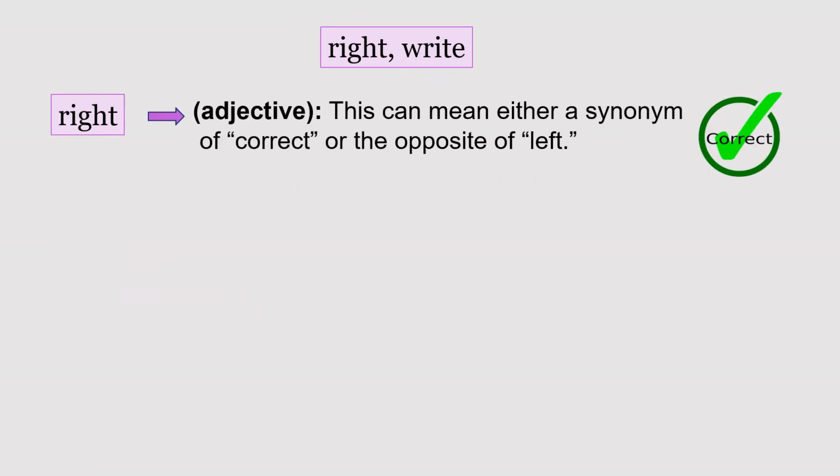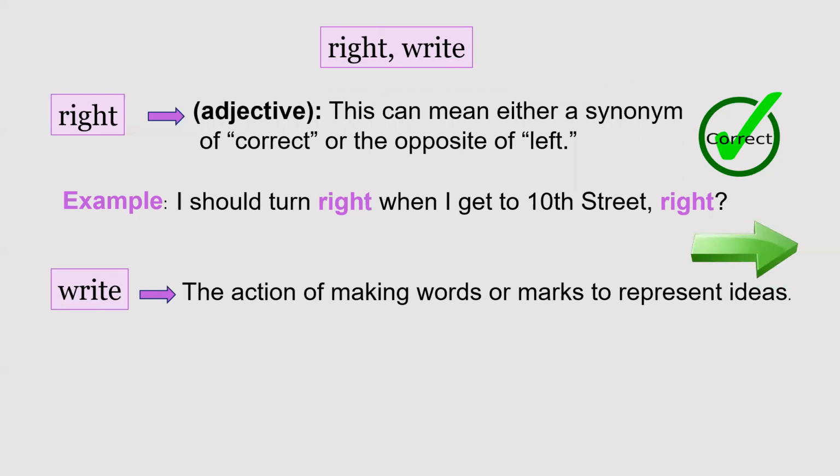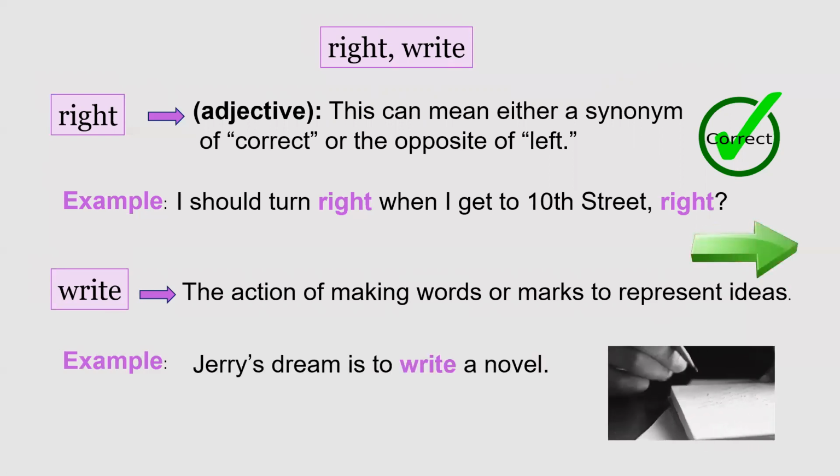Right and write. Right with R can mean either a synonym of correct or the opposite of left. I should turn right when I get to 10th Street, right? Write with W is the action of making words or marks to represent ideas. Example, Jerry's dream is to write a novel.